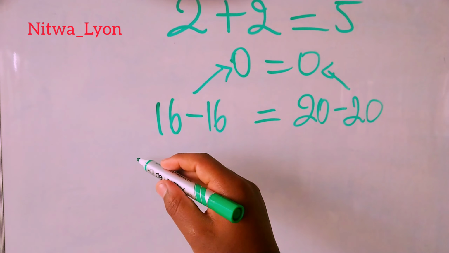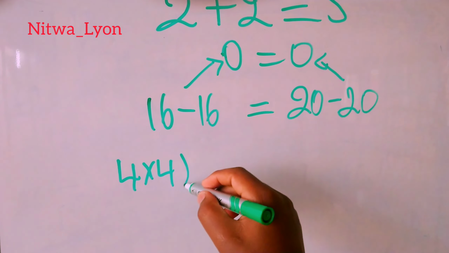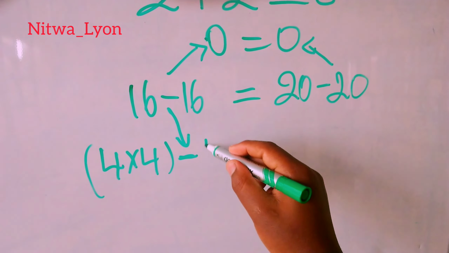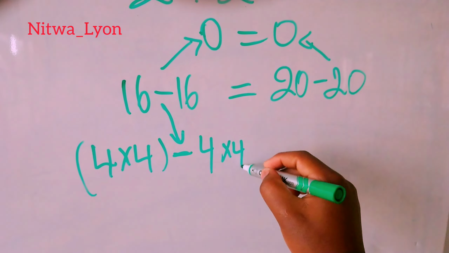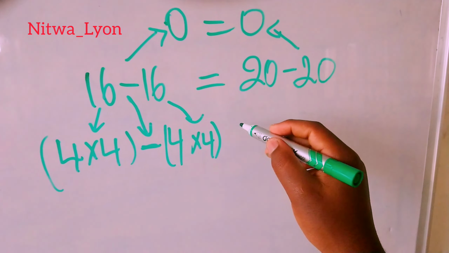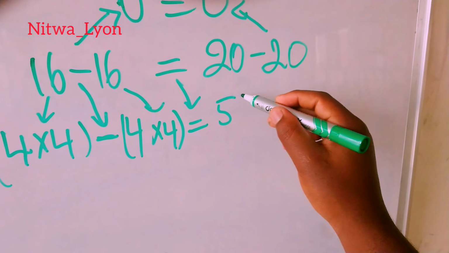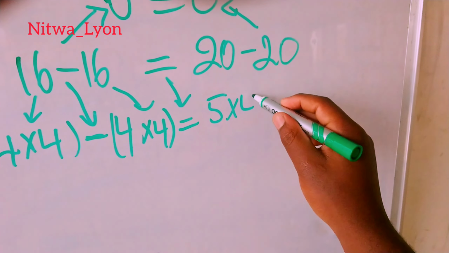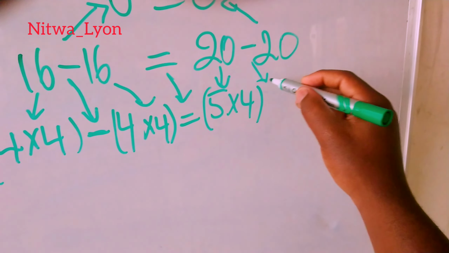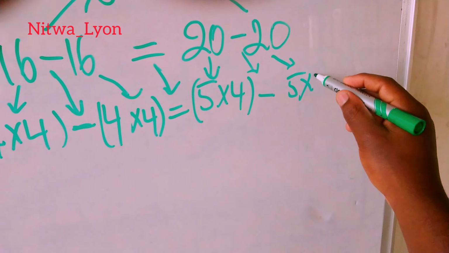Then 16 in ratios equals 4 times 4, and then this negative 4 times 4 equals this 16, and this equals this. Then 20 equals 5 times 4, as we know, that equals 20, then negative 20 equals 5 times 4.